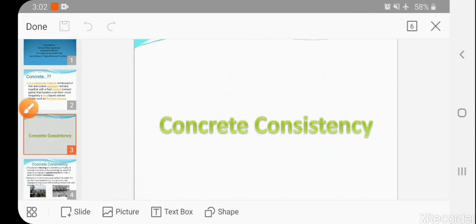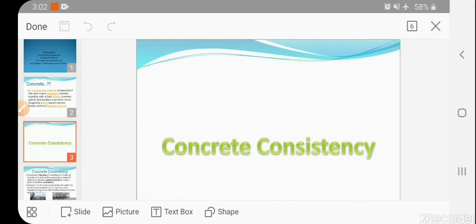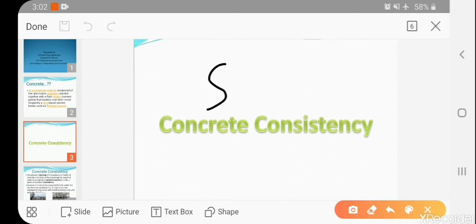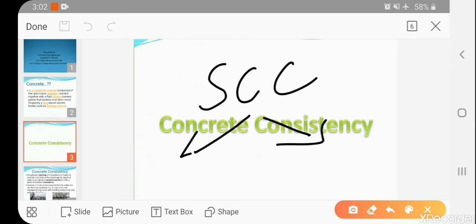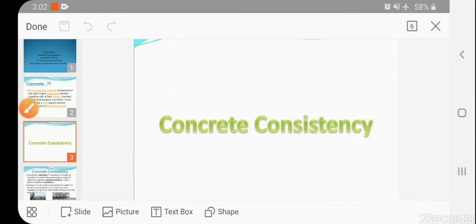Concrete consistency. What do you mean by concrete consistency? Especially in module 5, while considering self compacting concrete, there are two categories: one is flowability and passing ability. So in the tests we can see the different methods to check whether the self compacting concrete satisfies the standard norms or not. So let us see one by one.